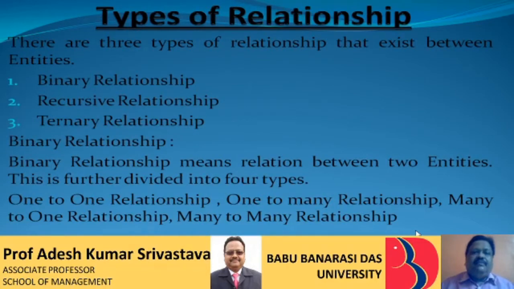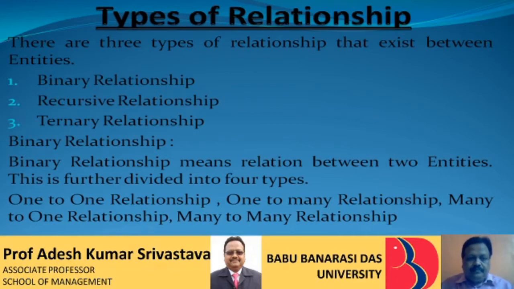Now we come to the types of relationships. There are three types of relationship that exist between entities. Number one, binary relationship. Number two, recursive relationship. And number three, ternary relationship. So these are the three basic kinds of relationship that we have.